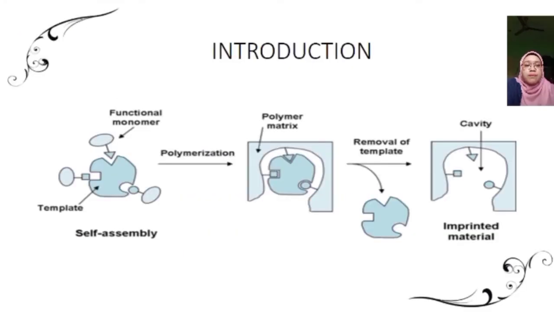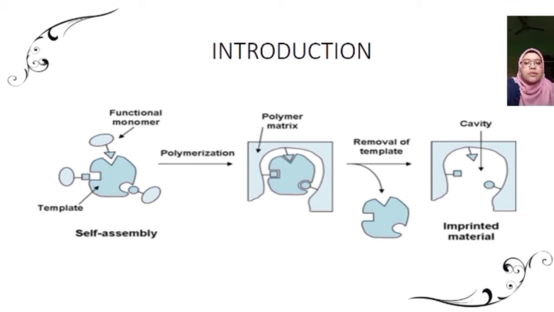Molecularly imprinted polymer can be obtained when the functional monomer binds to the binding site of a template by self-assembly. When polymerization occurs, the cross-linker will form a polymer matrix. After that, the template will be removed and form a cavity. This structure is called imprinted material.